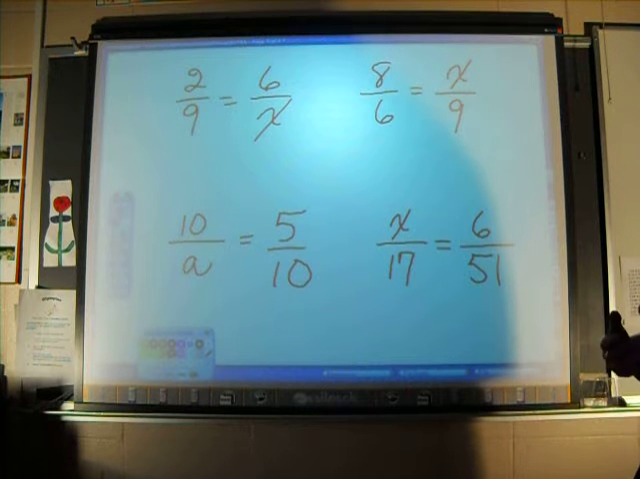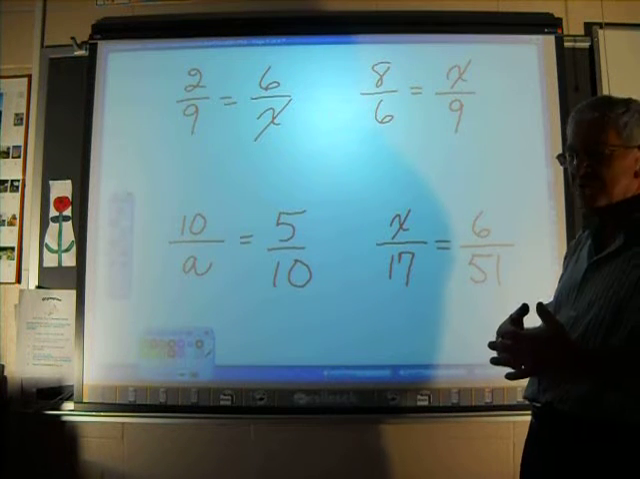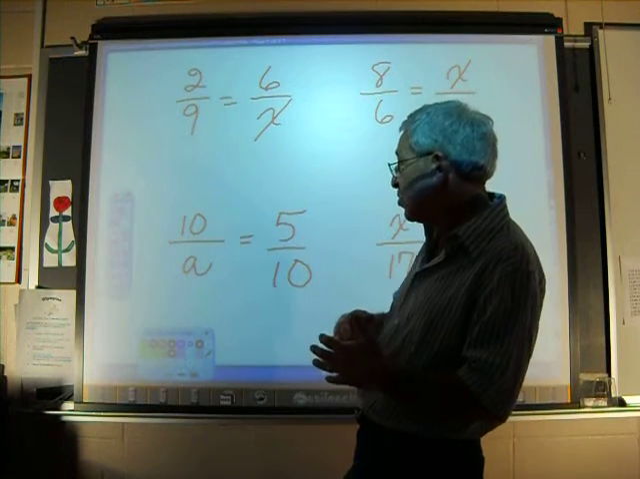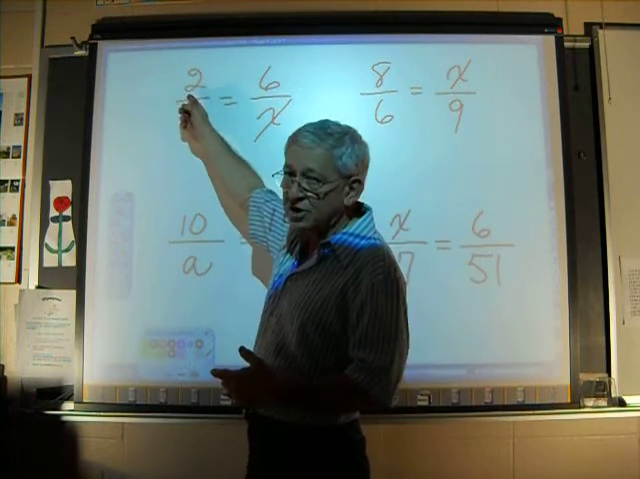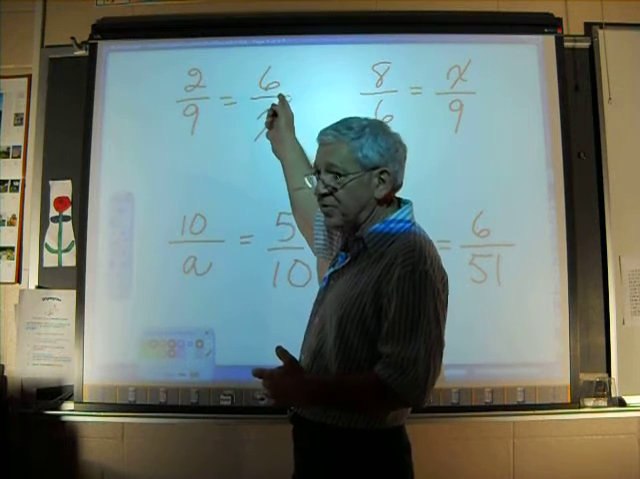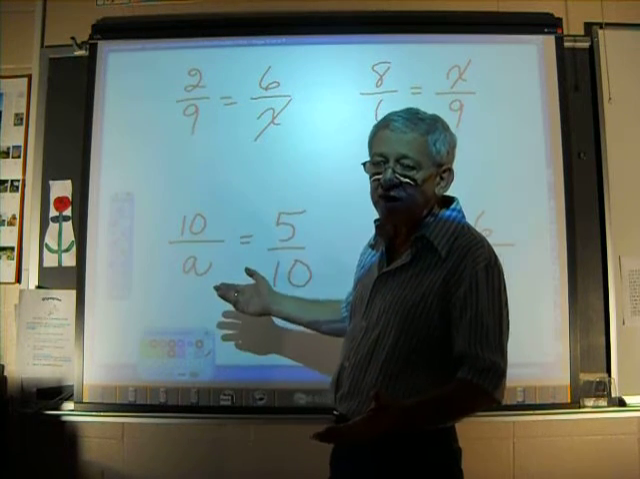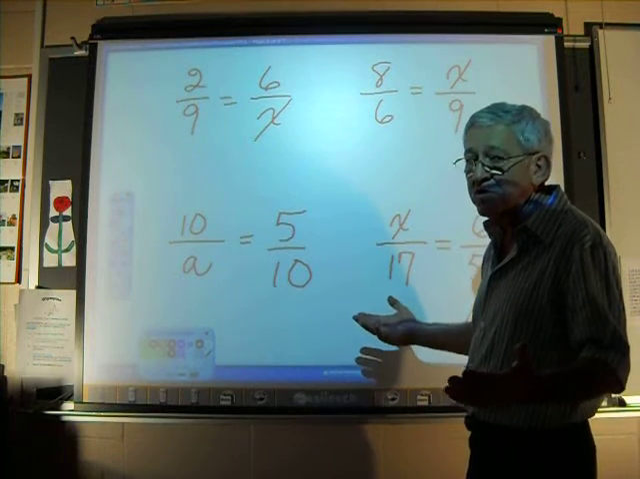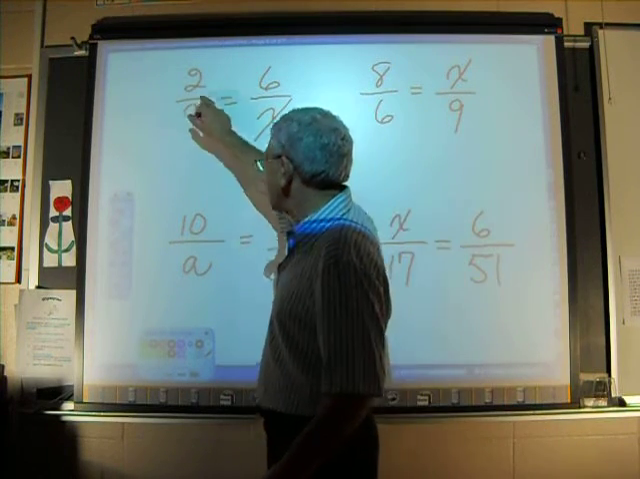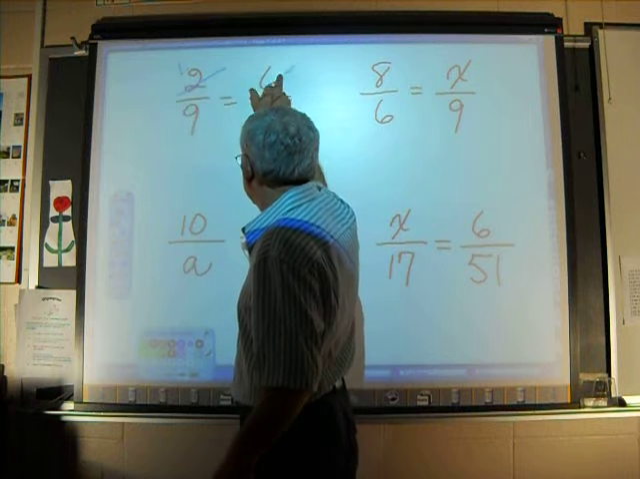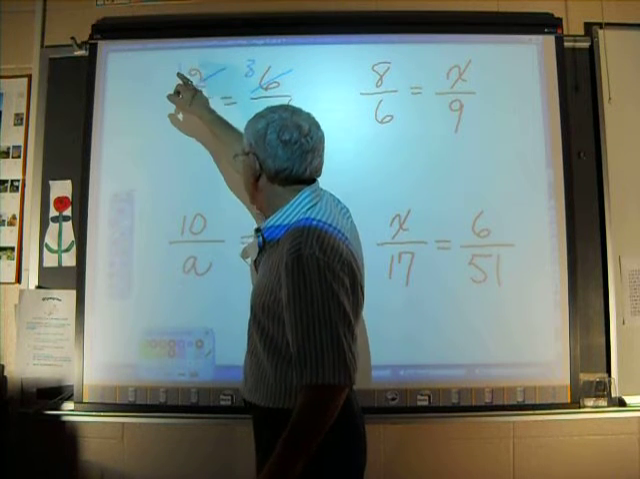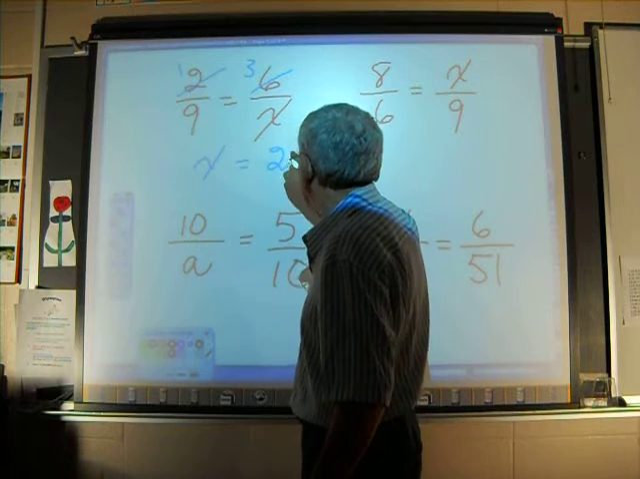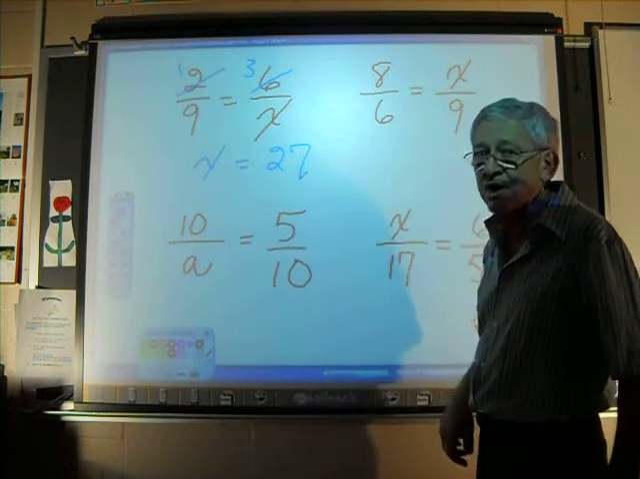Now, I'm going to try to solve these proportions by using the secrets of proportion. If I didn't use the secrets of proportion, I'd have to go 2 times x equals 54, then I'd have to divide 54 by 2 to get 27. But I can reduce it a lot easier. 2 into 2 is 1, 2 into 6 is 3, 1 times x is x, 9 times 3 is 27. Just like that.